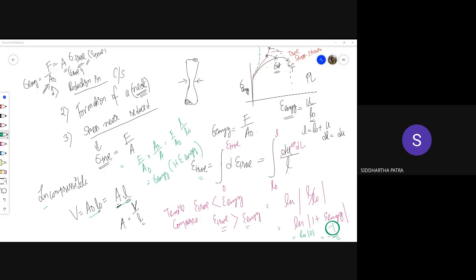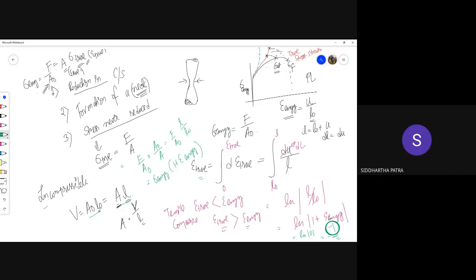Okay. Someone was asking a question. Sir, can you please repeat why the true strain is less than the engineering strain for tensile, and true strain is greater than the engineering strain for compressive, and what does infinity signify? One question at a time. One question at a time. So you can follow this thing, right? Yes sir.